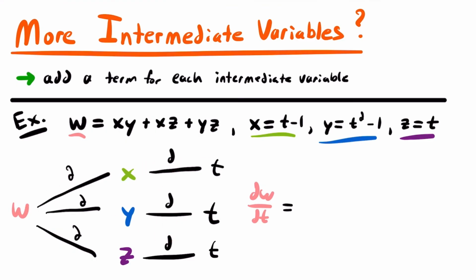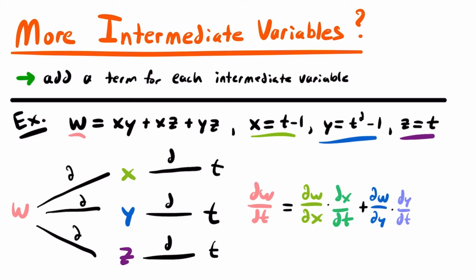But if we start with the first term, we'll take a partial of w with respect to x, and then multiply it by the regular derivative of x with respect to t. So we'd have dw dx times dx dt, where one is a partial, but the other is not. And then we would add that to the next term where we take a partial with respect to y and then a regular derivative of y with respect to t. So that gives you dw dy times dy dt.